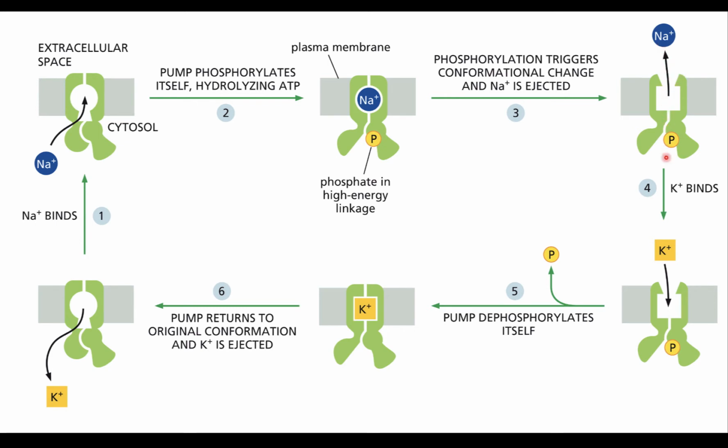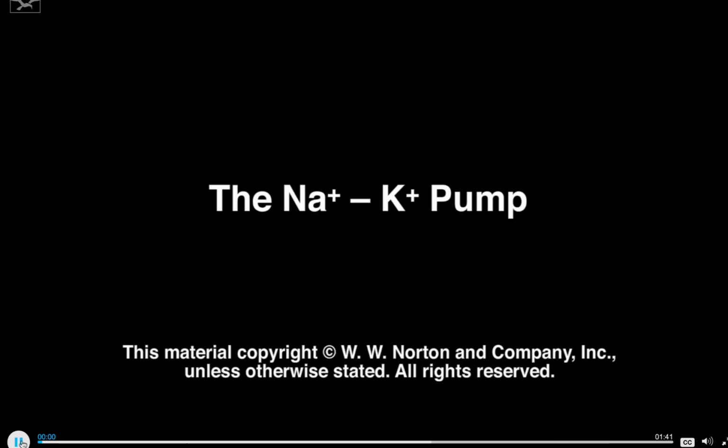After sodium is released, potassium can now bind to the solute binding site. Binding of potassium triggers a release of the phosphate group, and that release of the phosphate is the switch to put the pump back into its original shape or conformation. Potassium is released, and the protein can begin a new round of transport. This process is also illustrated in the following movie.